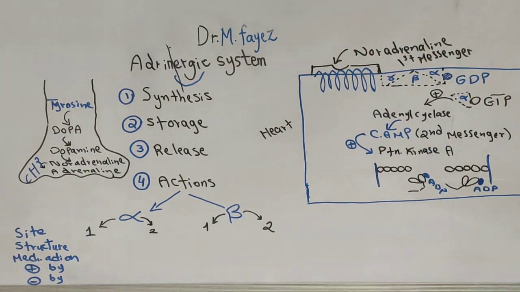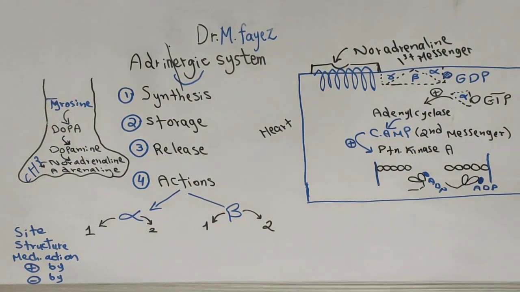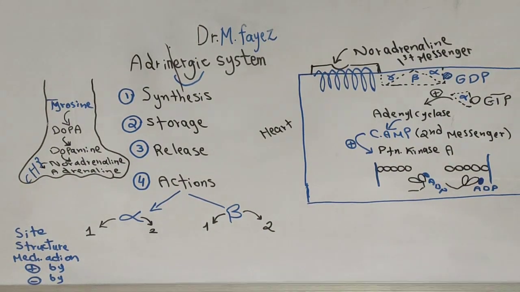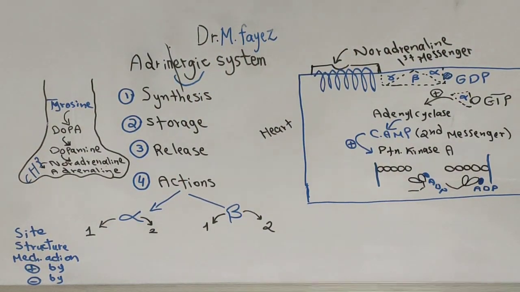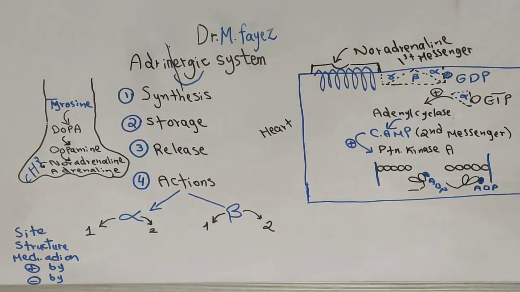Doctor, where is alpha 1 present? It is present on the spleen, on the pupil, and on the wall of blood vessels. So important. It is present also in the ejaculatory duct. It is so important to know where alpha 1 is present. And I want you to imagine that blood vessels have two receptors. One is present on the outer part, called alpha 1, and you have a receptor present in the lining of the vessel.